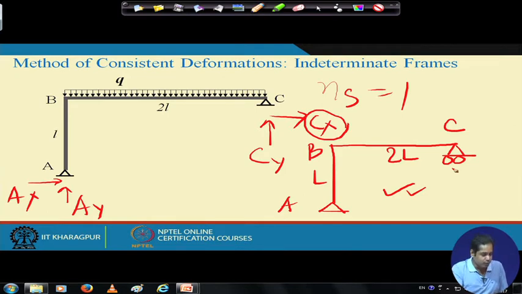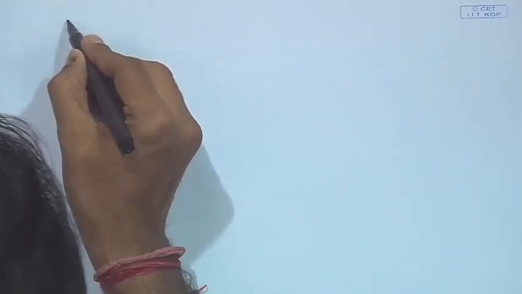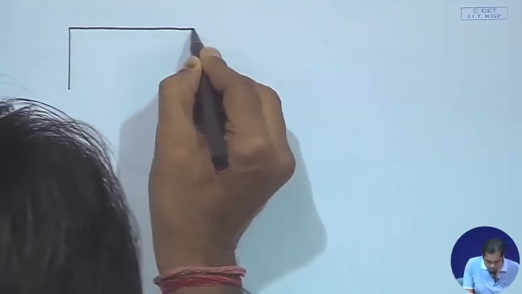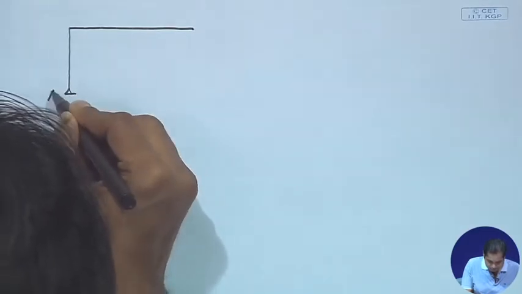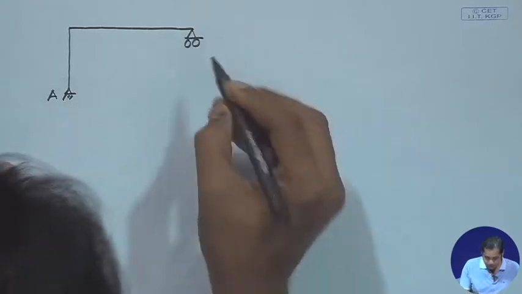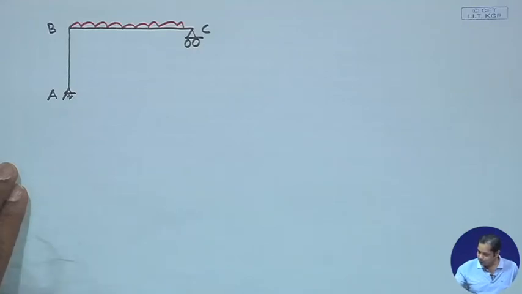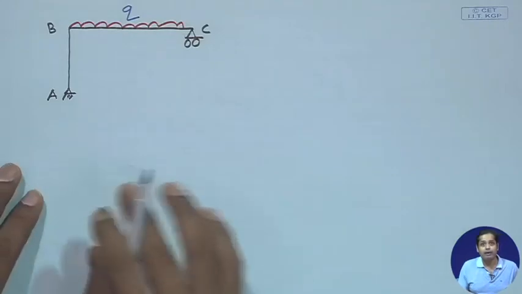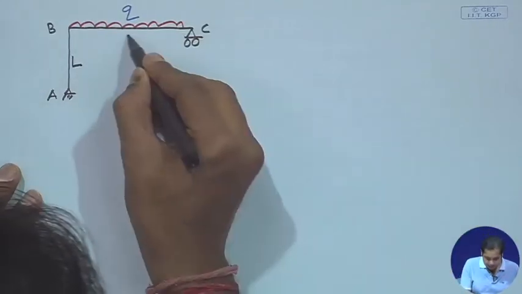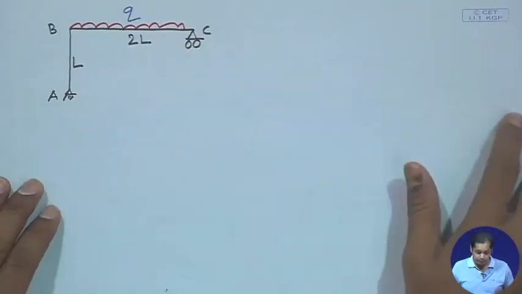Now, this was step 2. Step 3 is we need to analyze the primary structure subjected to the external load, and then analyze the primary structure subjected to the redundant force. So, let us do this here. The primary structure is this: point A is a hinge, this is a roller, this is B and this is C, which is subjected to a uniformly distributed load Q. This is L, this is L and this is 2L. This is the primary structure subjected to external load.